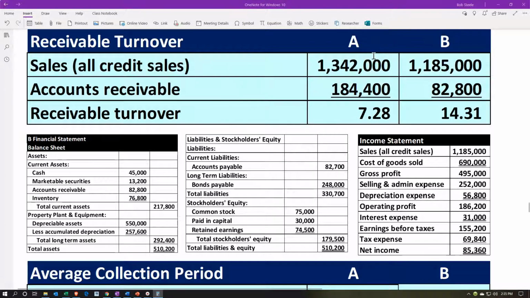That means that we're turning over our receivables faster, meaning if we turn over the receivables faster, we're holding on to them less and getting the cash sooner, improving the cash flow, lowering the likelihood that we're not going to be able to collect on the receivables at all. So obviously we want the sales to be higher, and the accounts receivable, if we can have the same sales volume and lower receivables, that means that we're turning over the receivables, collecting on them sooner. So that would be good. So B is looking better here at the 14.31 compared to A at the 7.28.